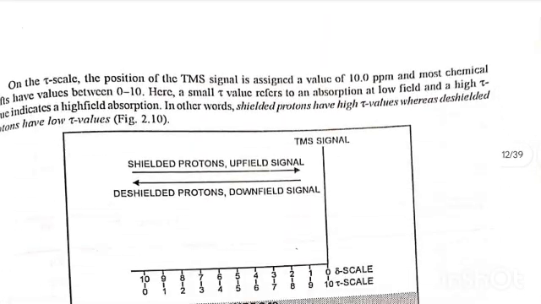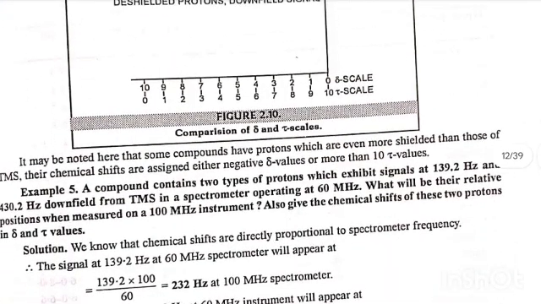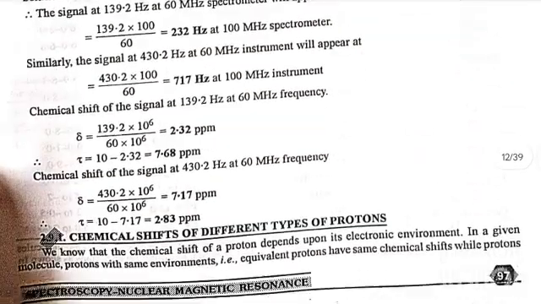On the tau scale, the position of the TMS signal is assigned a value of 10 parts per million, and most chemical shifts have values between 0 to 10. Here, a small tau value refers to an absorption at low field, and a high tau value indicates a high field absorption. In other words, shielded protons have high tau values, whereas de-shielded protons have low tau values. It may be noted here that some compounds have protons which are even more shielded than those of TMS. Their chemical shifts are assigned either negative delta values or tau values more than 10.